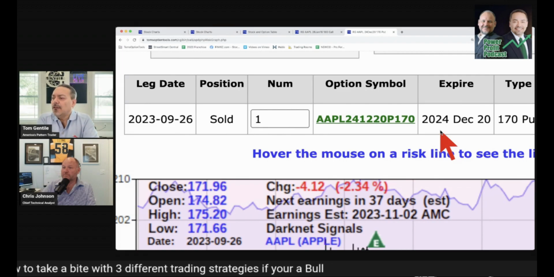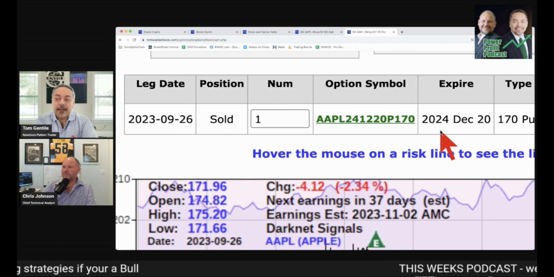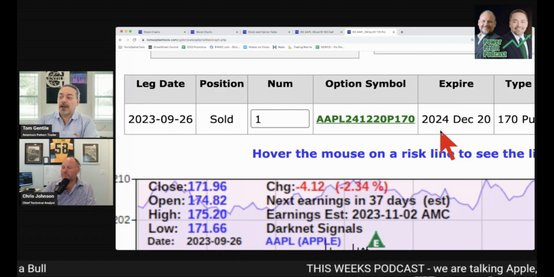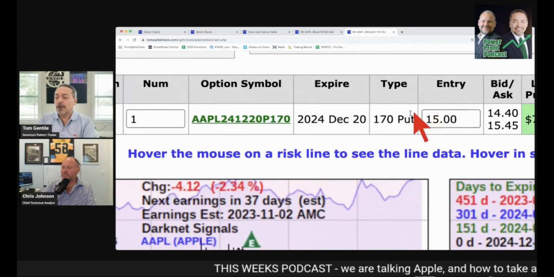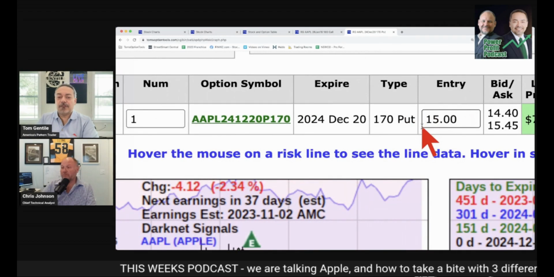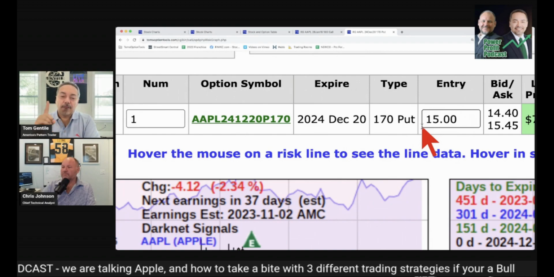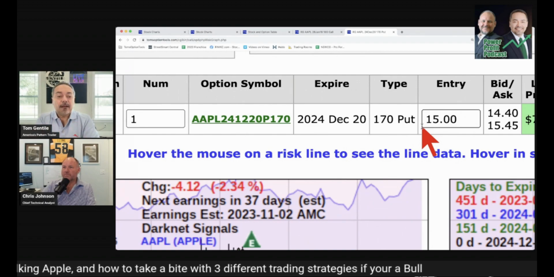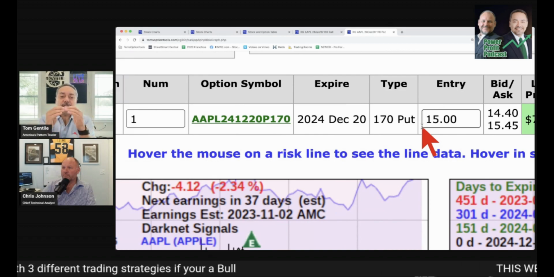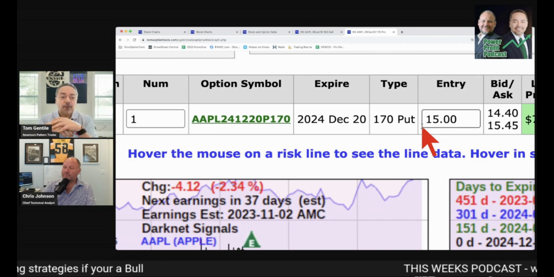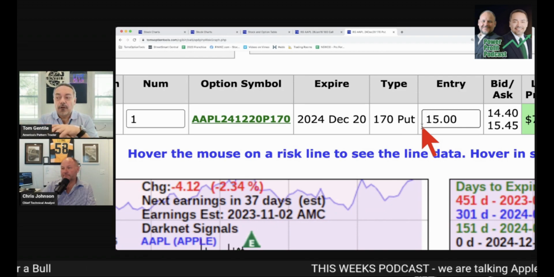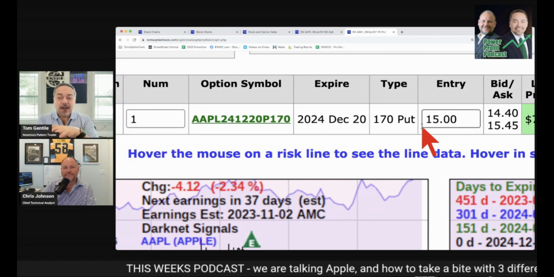So if I sold the December 20th, 2024, 170s, these are slightly out of the money, 170 puts, I can collect about $15 for those right now. And that $15 means I'm putting $1,500 in my pocket for every contract I sell. Now, for every contract I sell, I'm also obligated to buy the stock at 170. Where's my break even? 170 minus the $15 per share that I bring in, and my break even is 155.